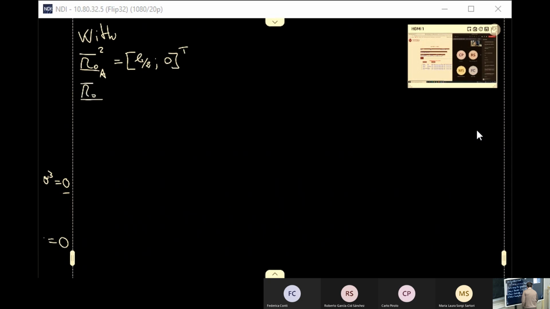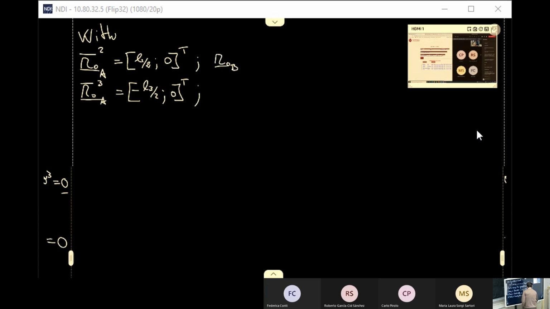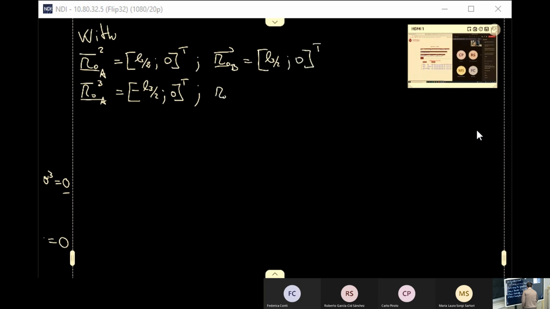R0 of A with respect to 3. If you look at the joint, it is minus L3 divided by 2, where L3 is defined exactly the same way, right? Because the frame is in the center as well. And then we have R0 of B in 3 is L3 divided by 2, 0.